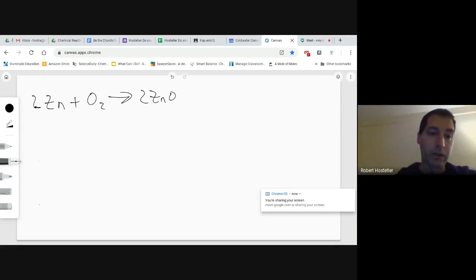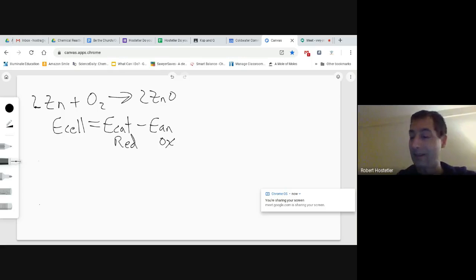So we know that E for the cell is still going to be E for the cathode minus E for the anode. And we know the cathode is the one that's reduced and the anode is the one that's oxidized. So we have to look on our half reaction table and figure out what's going on there. If you look at the overall equation, we know zinc is going from 0 to +2. So the zinc is being oxidized.